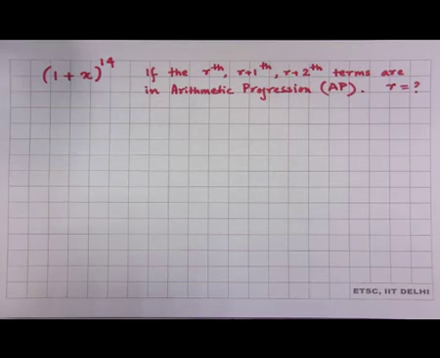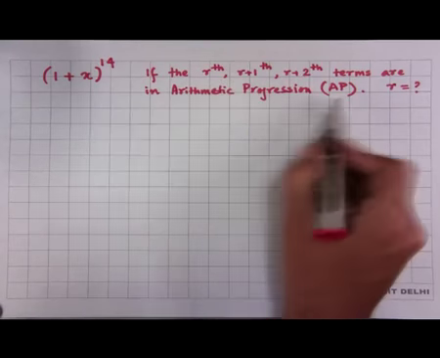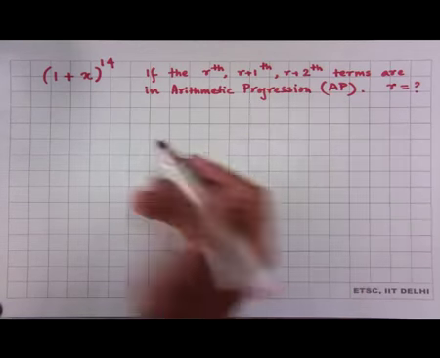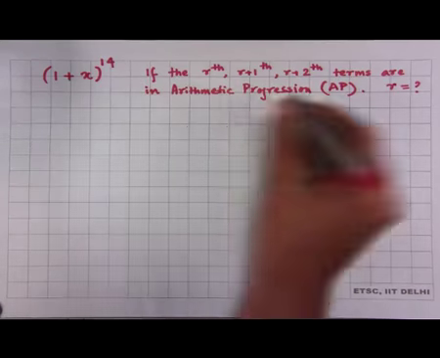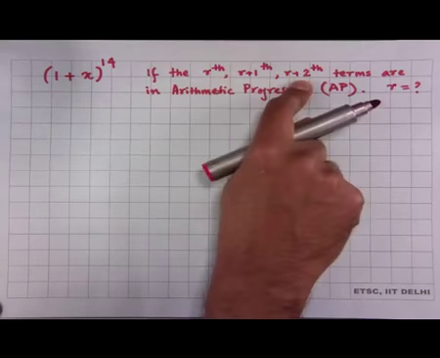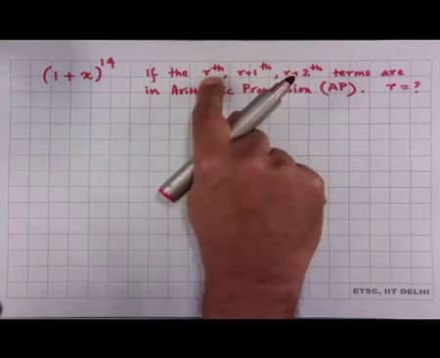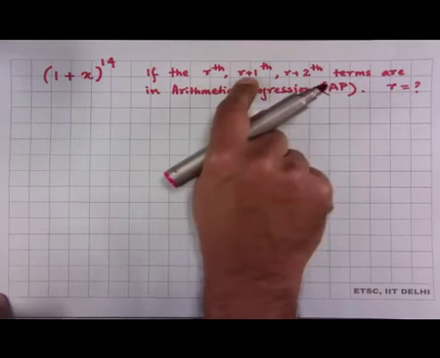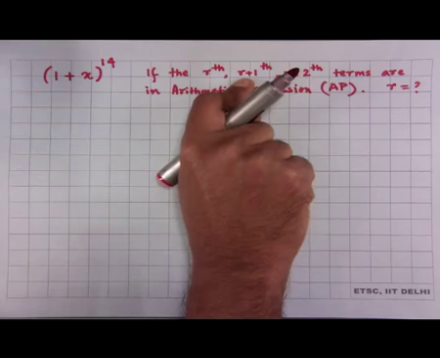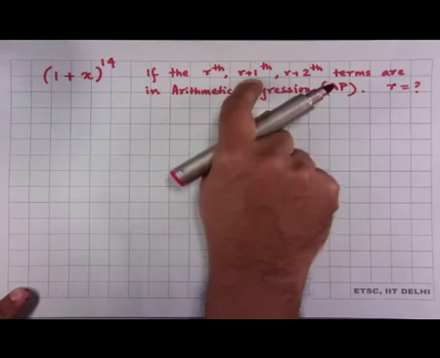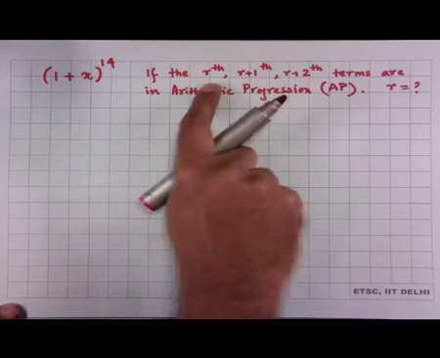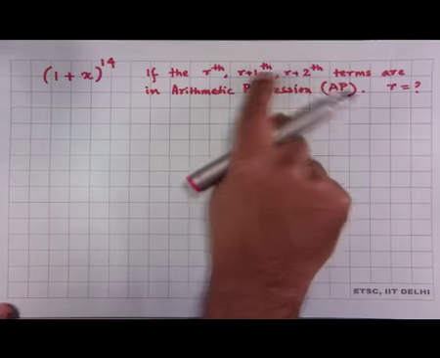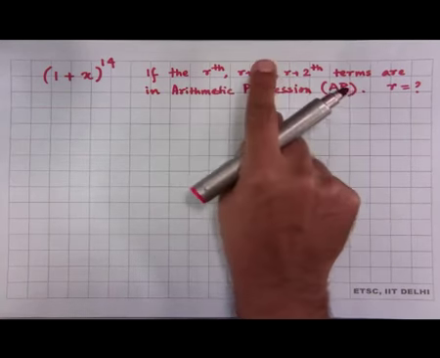So, it is a straightforward question. Let us try it out. AP means that if these three terms are in AP, then the rth term plus the r plus 2th term will be 2 times the r plus 1th term, or in other words, the r plus 1th term minus the rth term will be equal to the r plus 2th term minus the r plus 1th term, right.